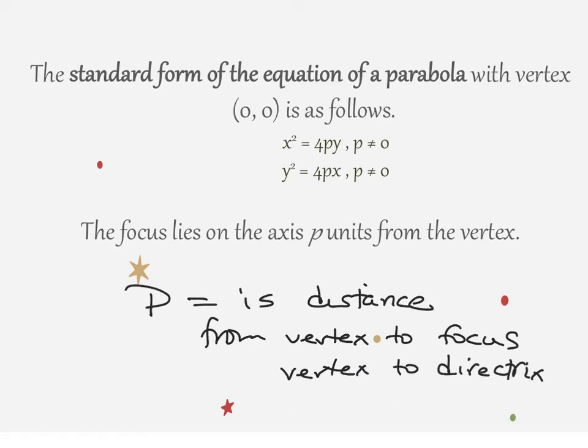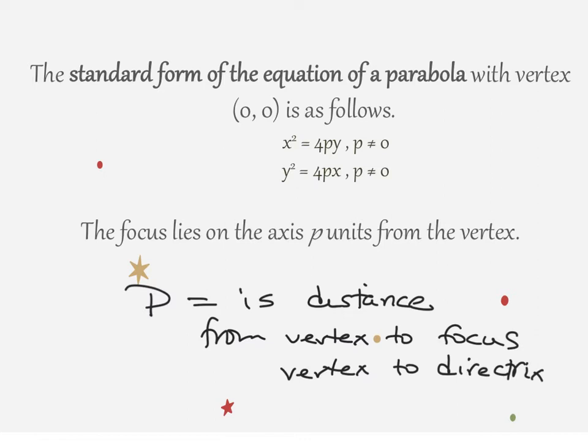The distance between both of these is always the same, and the value or the distance amount is always the p-value. Now I'm going to add in another slide, and I'm going to add some more details to possibly help you understand how we're going to get this focus and this directrix point.